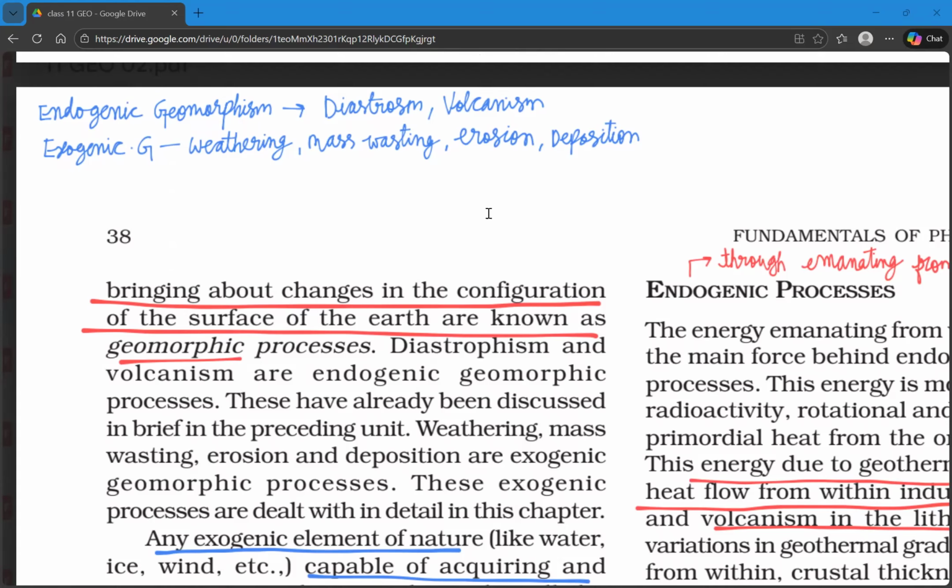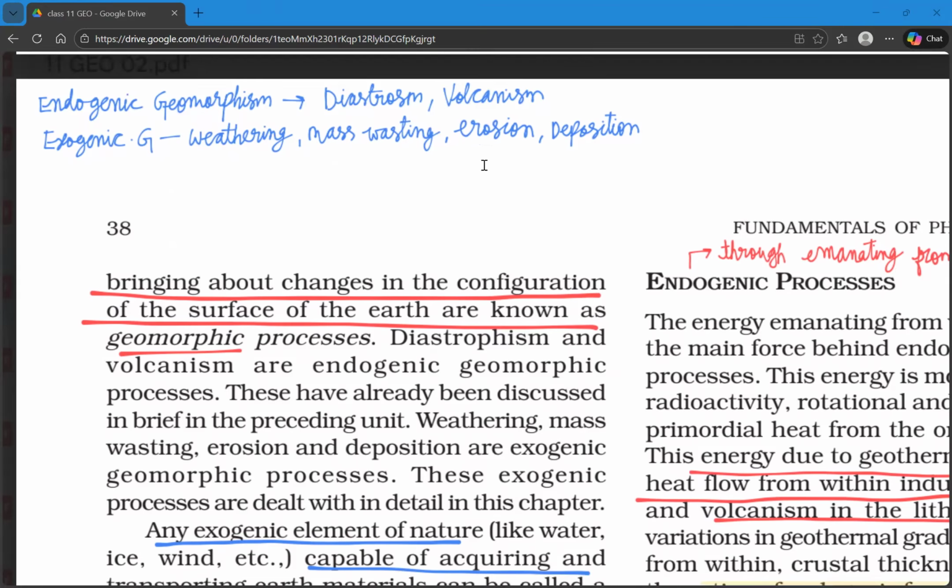So if we degrade any material, the debris will be carried away, and when the air or the agent that is carrying the material loses energy, it will get deposited in some place. The last step of erosion will be deposition. So that's why deposition is included in exogenic geomorphic processes.